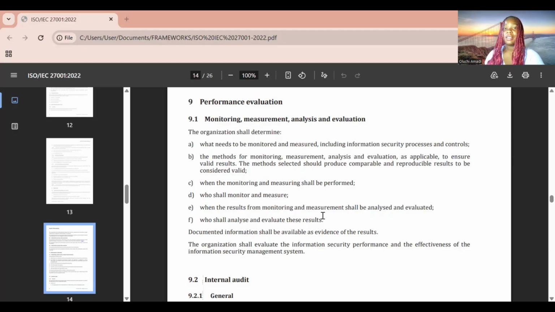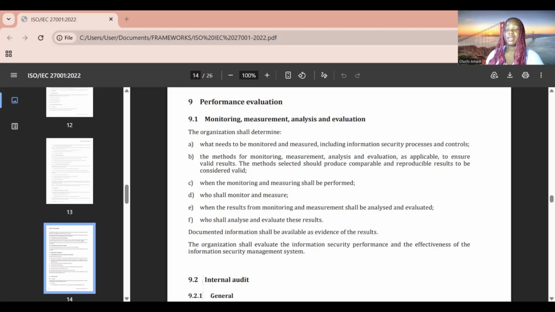So Clause 9 talks about performance evaluation. We are almost at the end of implementing ISO 27001, and now you have to measure your performance and everything that you have done. Clause 9.1 talks about monitoring, measurement, analysis, and evaluation. If after performing everything you didn't measure to check whether the things you have done were actually done correctly, that means you have not done anything.